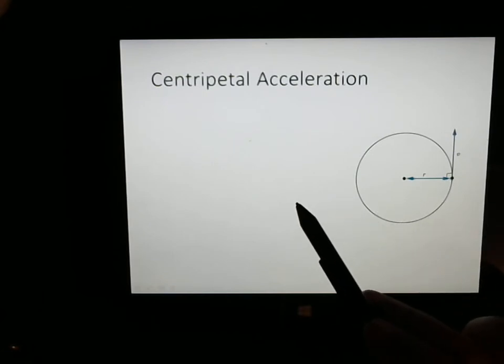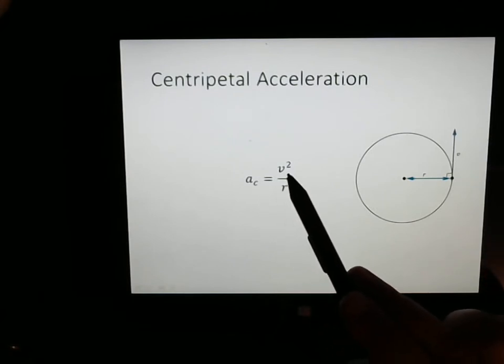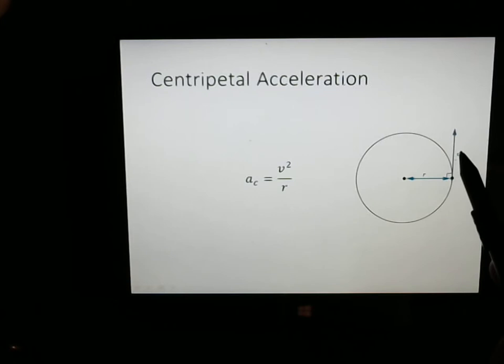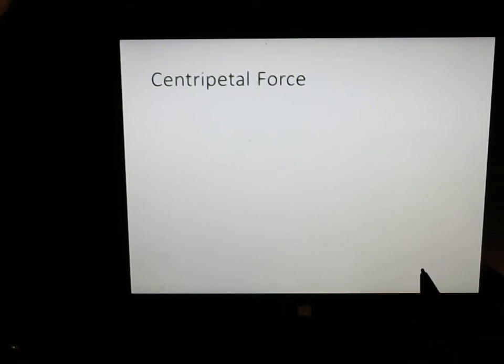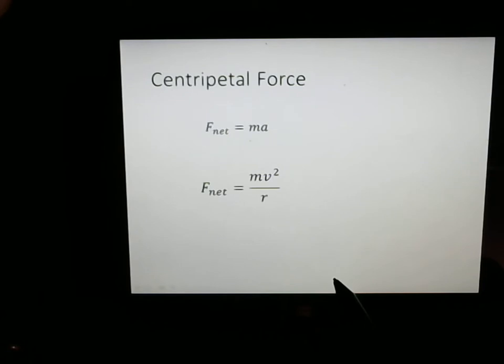The formula looks like this. Centripetal acceleration, a_c, equals v squared, this v, divided by r. Now this formula will be provided to you in your exam book. Nice and straightforward. For centripetal force, because we have an acceleration, there must be a force. Newton's second law still applies. So Newton's second law is F net equals ma. If we change that a, we can then get that F net will equal mv squared over r.